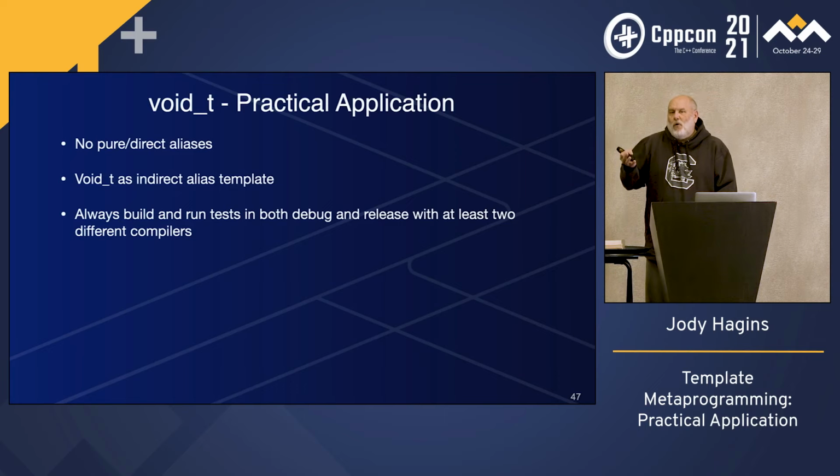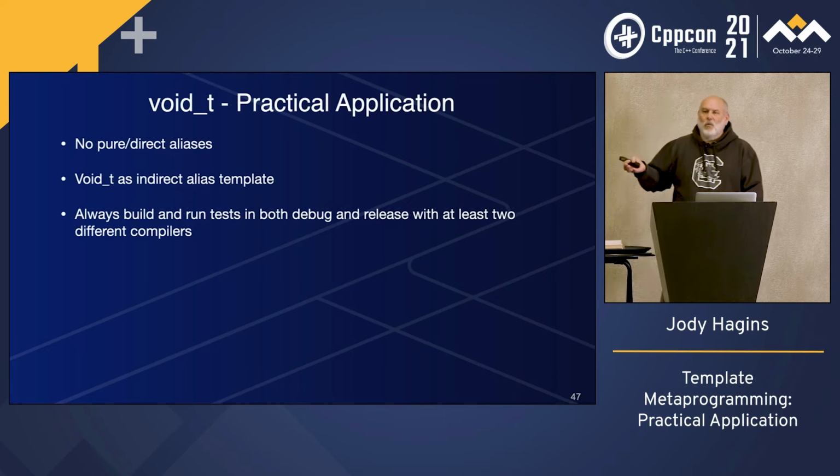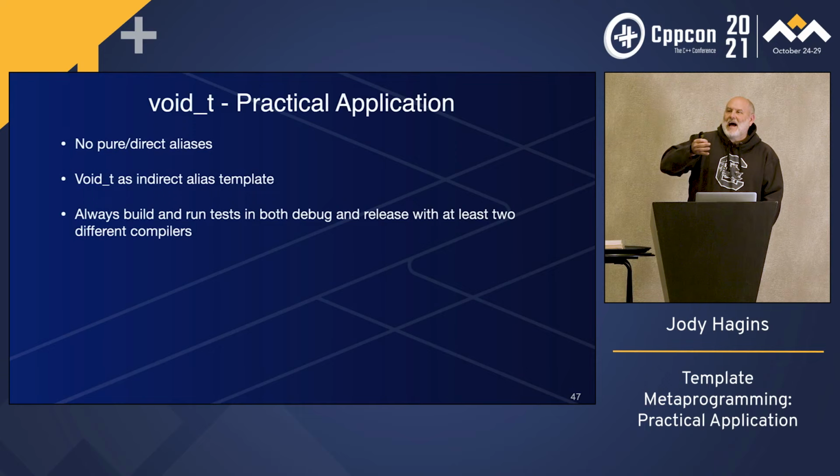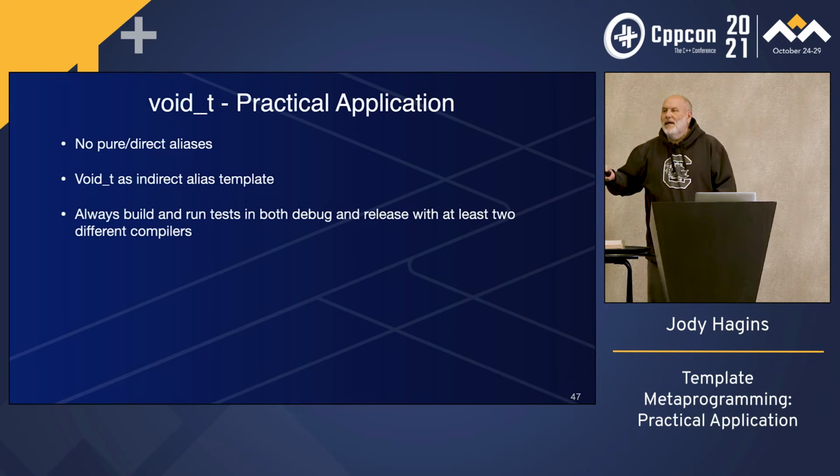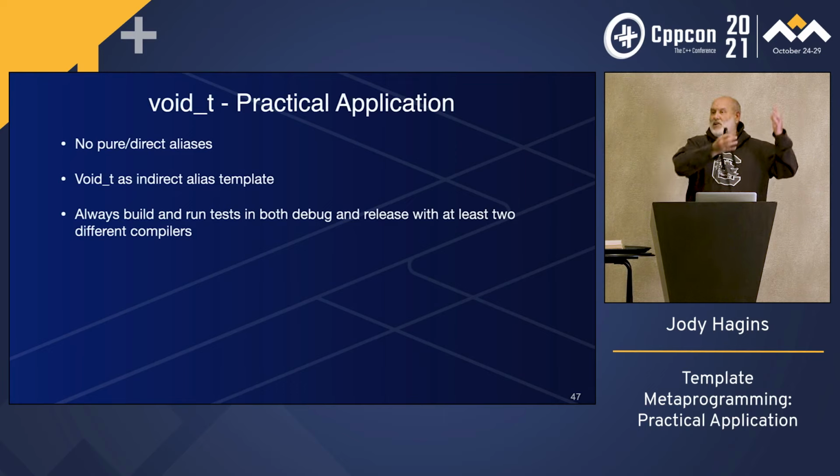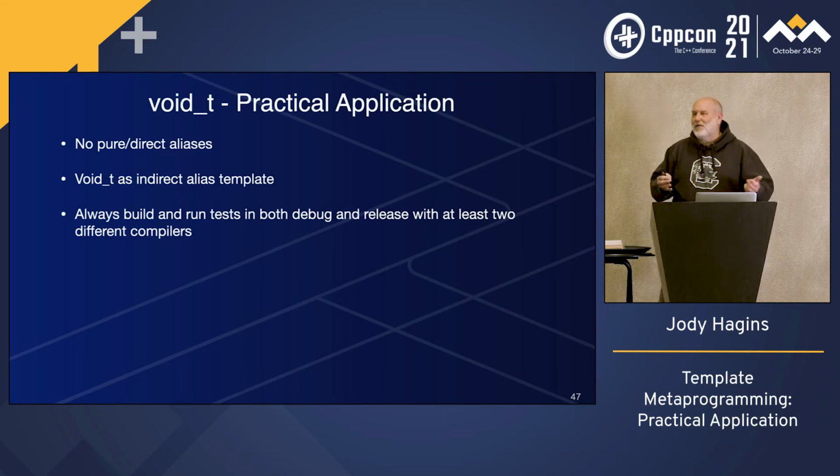And in fact, before, there was another core working group issue that didn't like you having template parameters that you didn't use. And so before that, you actually had to use void_t as an indirect, what I call an indirect alias template. Once that one got fixed, now you can use it, but it still doesn't quite work in some contexts.